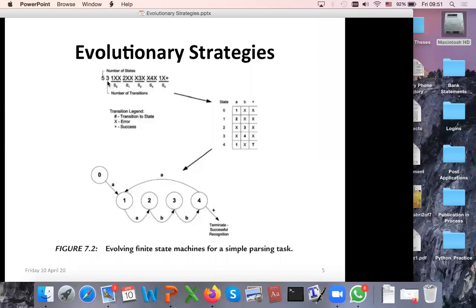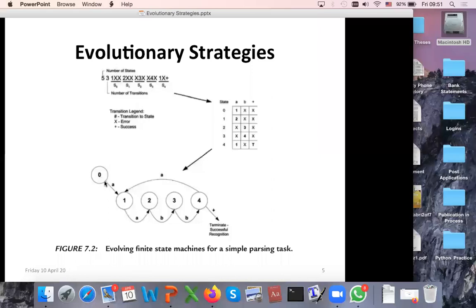And then the second digit in this string is 3, which means you can perform 3 transitions from every state. So this is a state, and this one arrow is one transition. So this 3 means you can perform 3 transitions from any one state of this machine. And what are those transitions?